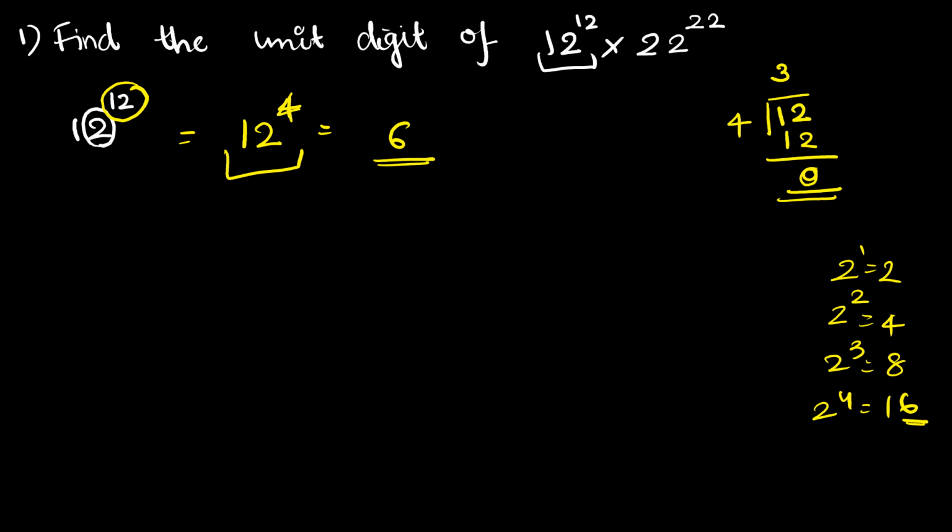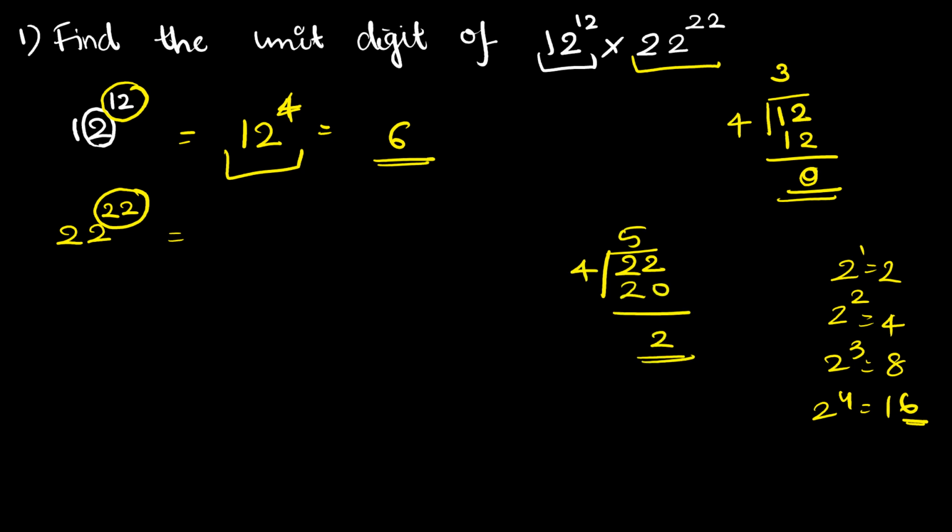Next we will find the unit digit of 22 raised to 22. First step is to divide 22 by 4. 22 divided by 4 gives 5 4s are 20, remainder 2. So what we have to do is replace this 22 by 2. That is 2 raised to 2. So what is 2 raised to 2? The unit digit is 4. So for 22 raised to 22, the unit digit will be 4.